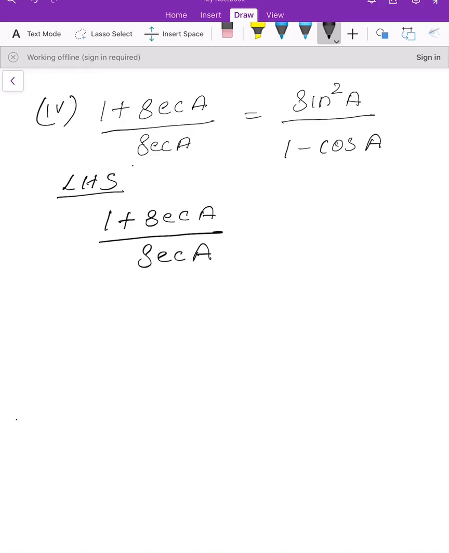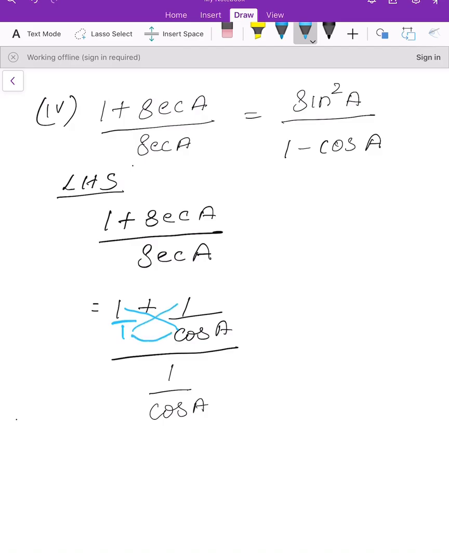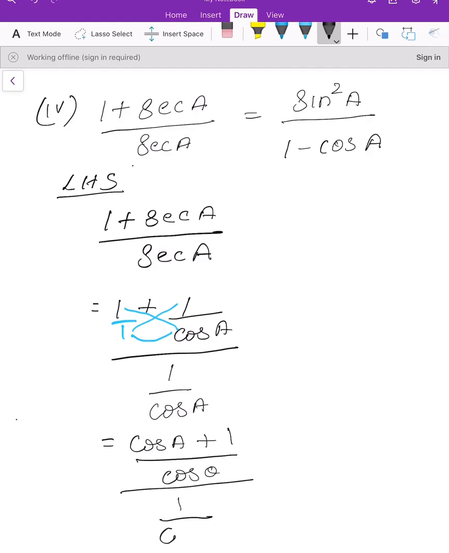Because my right hand side is in sine and cos, I'll try to write secant in terms of cos. That will become (1 plus 1 by cos A) by (1 by cos A), because secant A is 1 by cos A. Now I'm taking the LCM for the numerator alone. I'll multiply 1 by 1, so 1 into cos A is cos A, plus 1 by cos A, the whole divided by 1 by cos A.